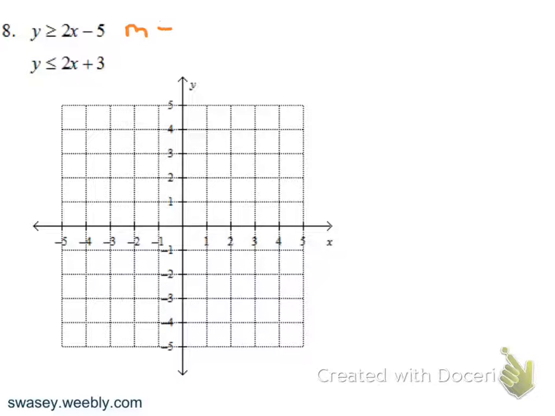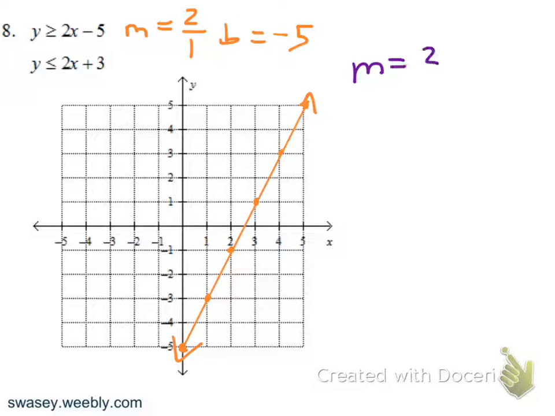All right, first one, slope of 2/1, y-intercept of -5. Put a point at -5 on the y-axis, go up 2 to the right 1. This one's a solid line. For the second one, we have a slope of 2/1, y-intercept of 3. So put a point at 3 and then go up 2 to the right 1.